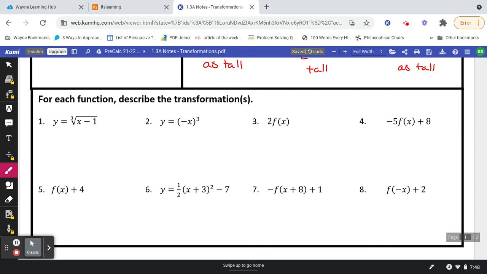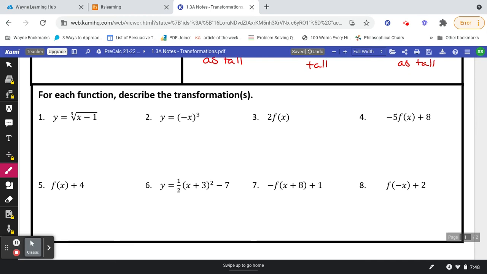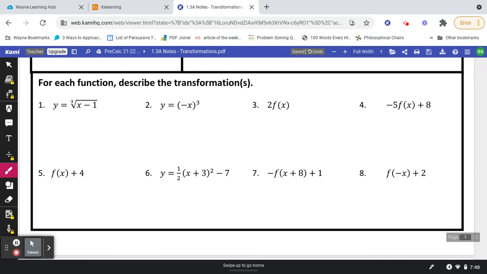Okay, so for the 8 problems below, I would highly suggest pausing the video right now and looking through these. Many of them have more than one transformation in them. So I would pause the video and go through some of these as best you can, and then turn on the video and I'll run through the answers. So go ahead and pause the video now, and then we'll check back in a moment.